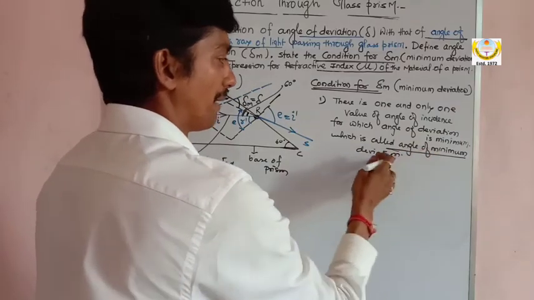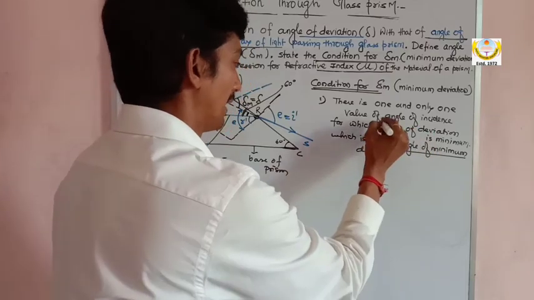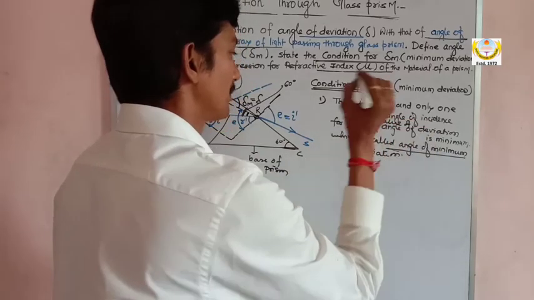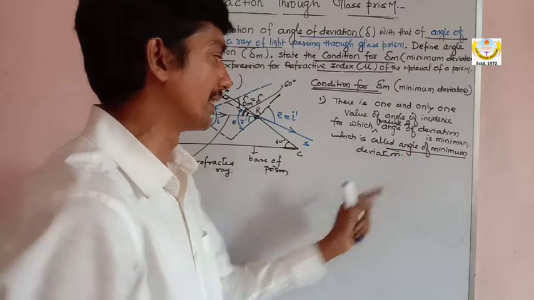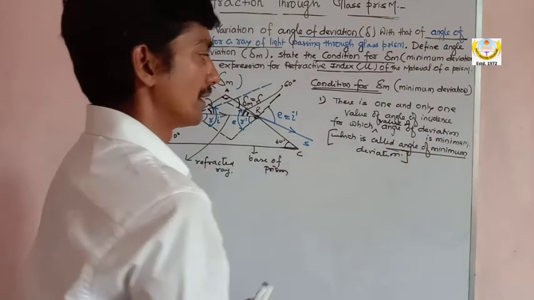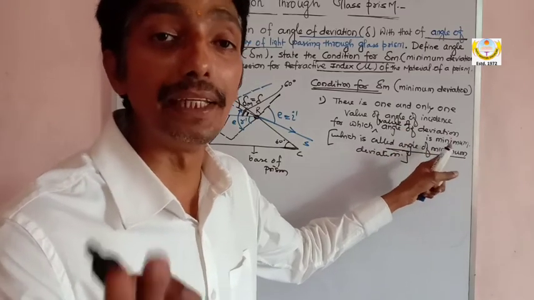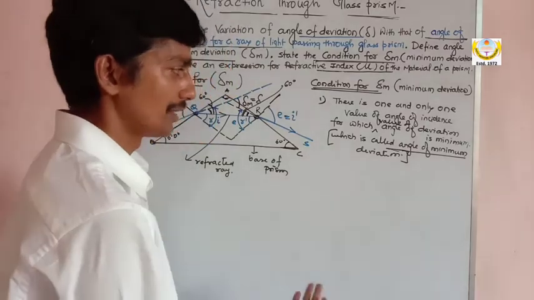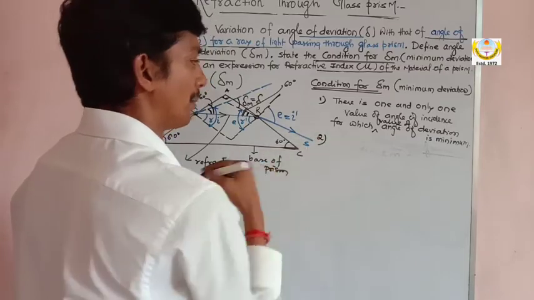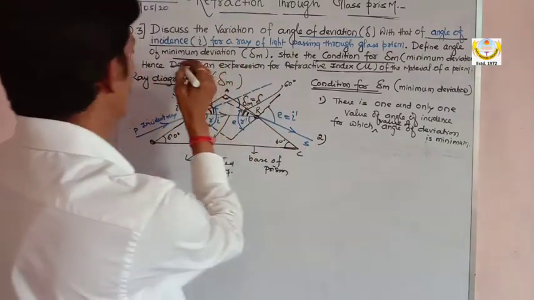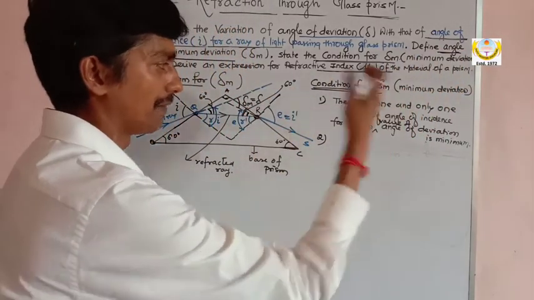So what is angle of minimum deviation? Angle of minimum deviation is nothing but the value of angle of deviation where it is minimum. Simple. Or you can write this in the next line. But this is the first point. Second point, my dear, because I have asked here what is defined as angle of minimum deviation. I will write it afterward. But this is the first point of the condition.